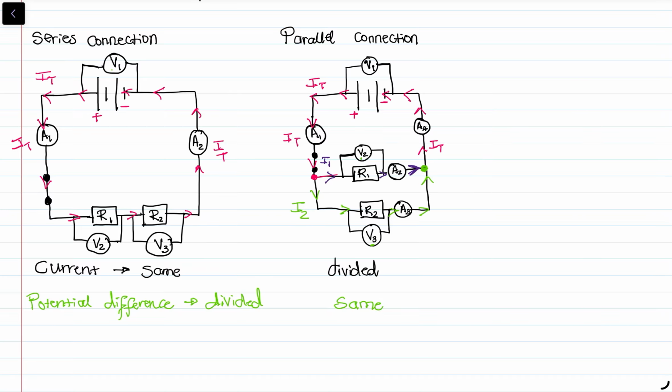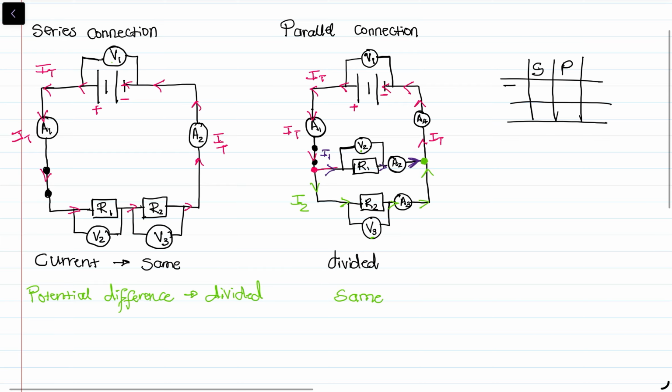So then at the end of the day, I like doing this table. You can also do this table the moment you walk into your exam before you answer. So you write series and then parallel, current, and then potential difference. So how does it work? Current for series, that's the one thing that you can never forget, is the same. And then S can't have another S next to it.